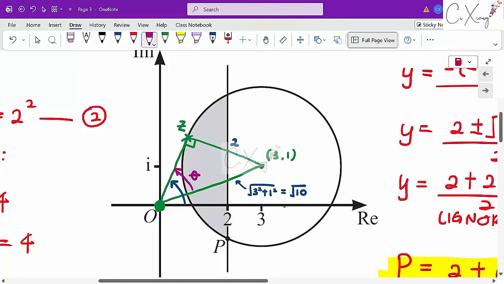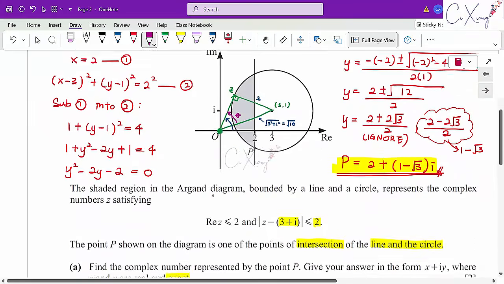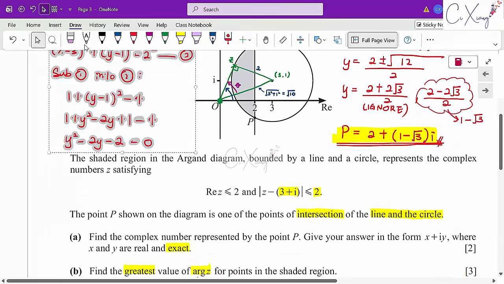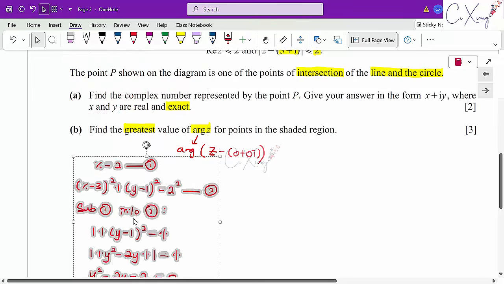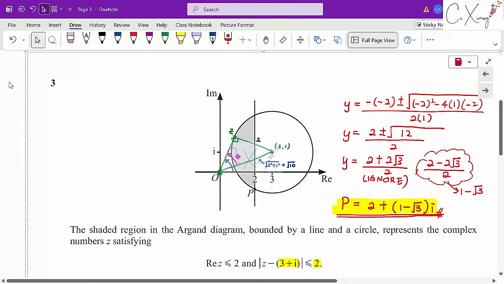Let us start some calculation here. Before that, let me move all my answers down first. I need space. This one I move down for part A. Then this part I also move down.